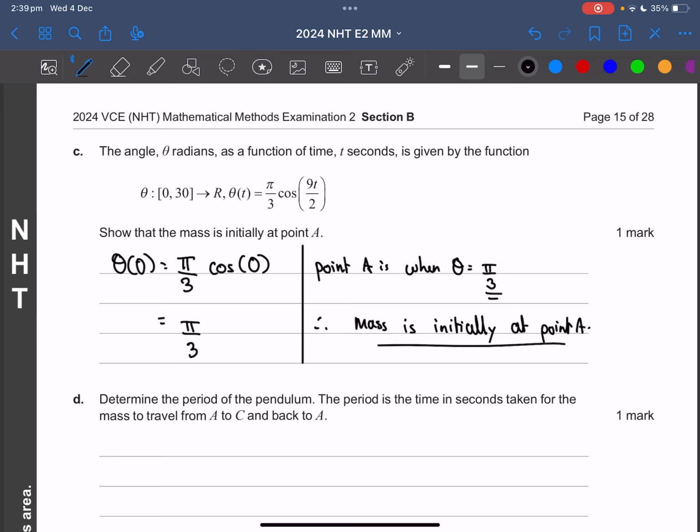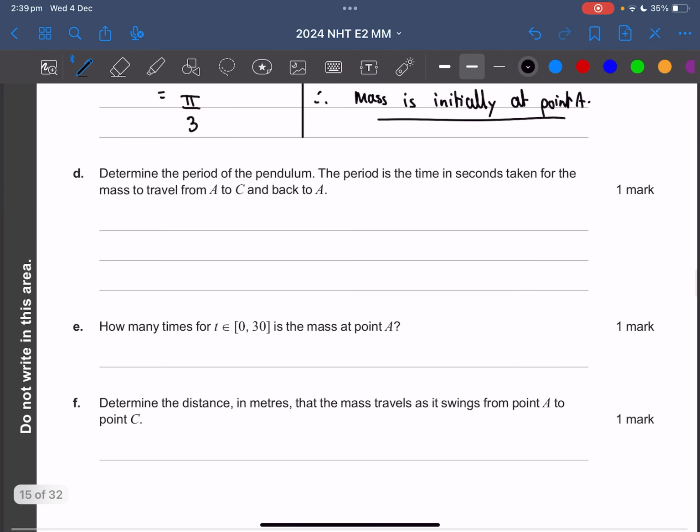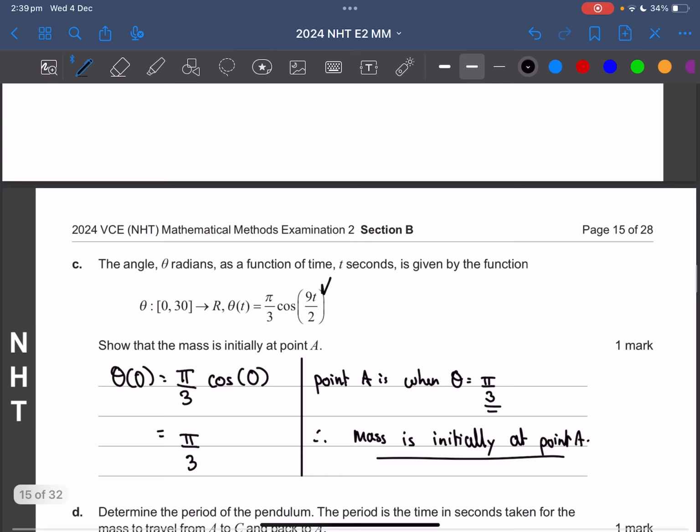Okay, done. Determine the period of the pendulum. The period is the time in seconds taken for the mass to travel from A to C and back to A. Okay, so in that case, we are just determining the period of this function over here, right? So let's do that. What is the formula to calculate the period of a cosine function? It's just 2 pi on n.